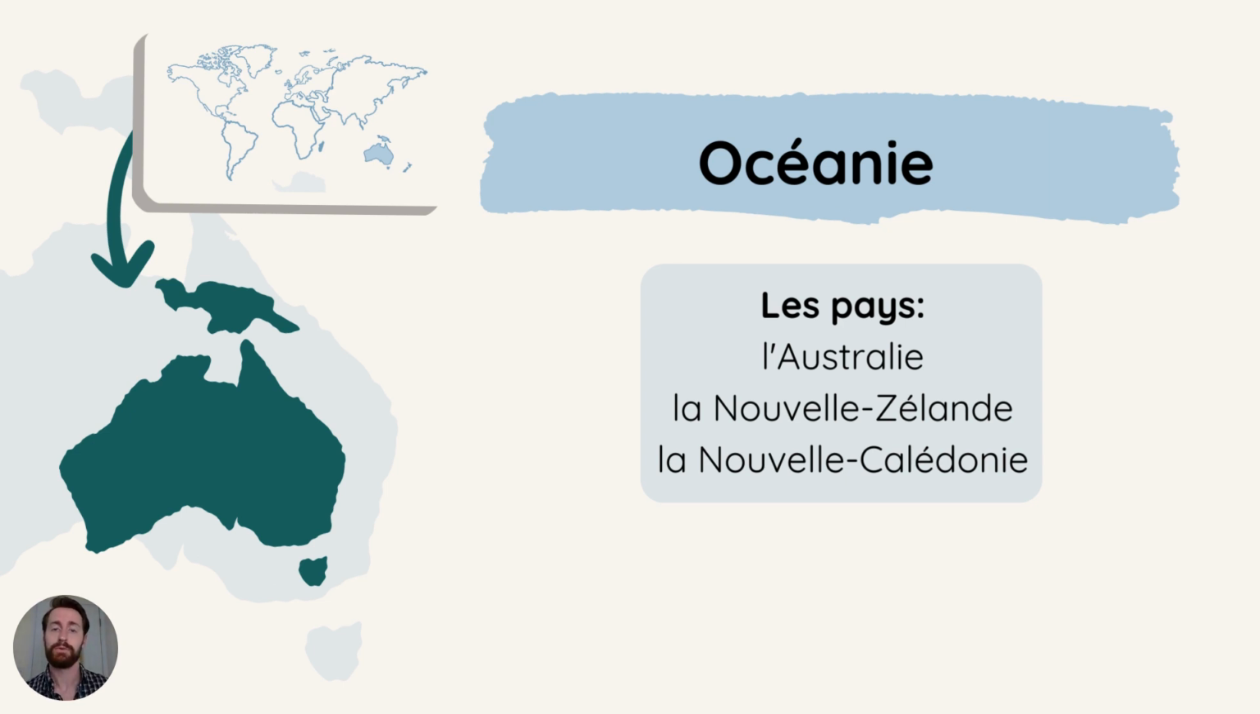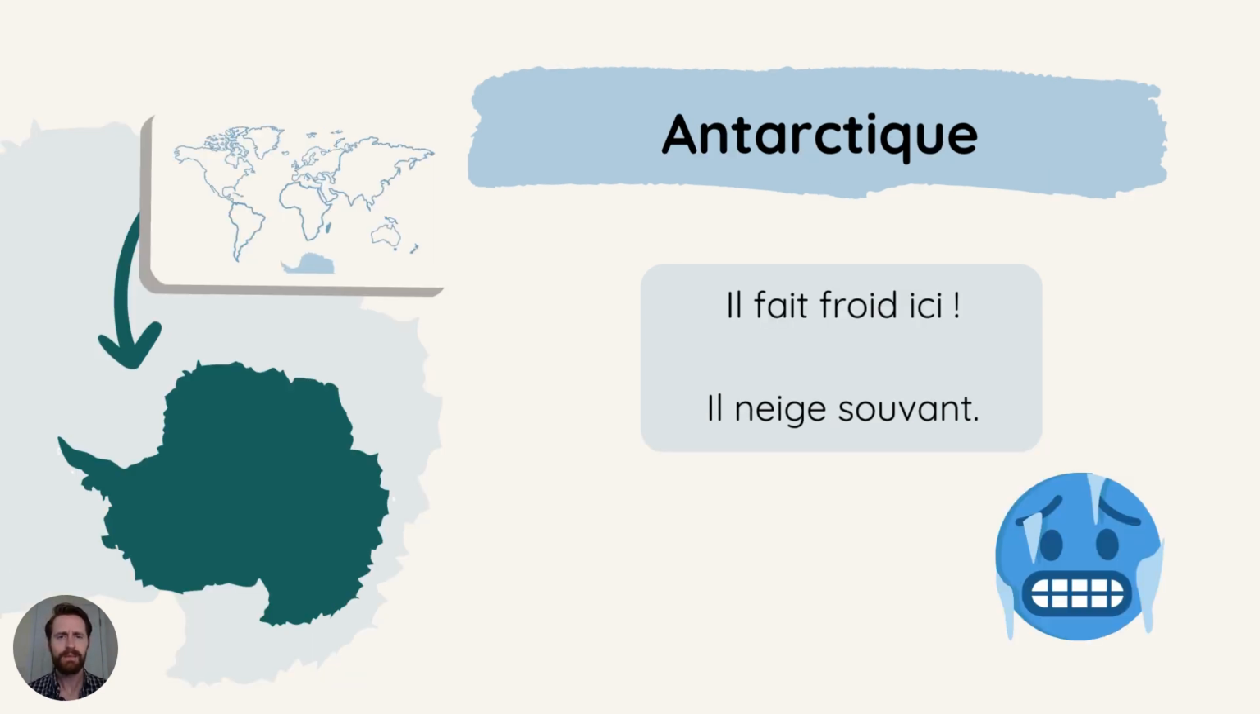Et en Océanie, on a l'Australie, la Nouvelle-Zélande et la Nouvelle-Calédonie. So la Nouvelle-Calédonie is also French territory. Et en Antarctique, il fait froid ici et il neige souvent. So here there aren't really any individual countries in Antarctica, but it's worth noting what the weather is like, I guess.